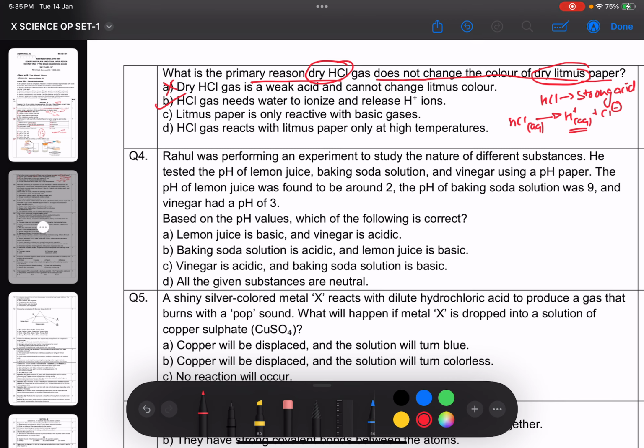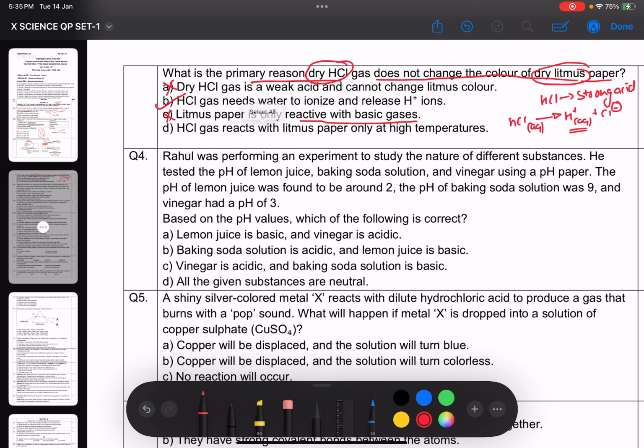So we have found our answer, which is nothing but the B. But we have to check other options also, whether they are also true or not. So option C says litmus paper is only reactive with basic gases. No, it can give result with the acidic gases also.